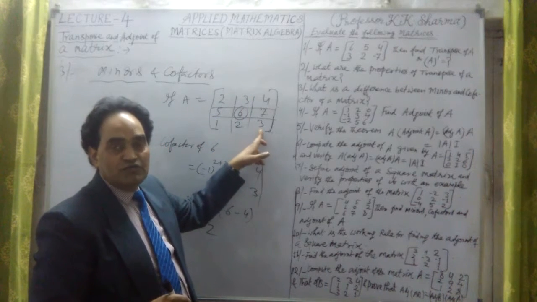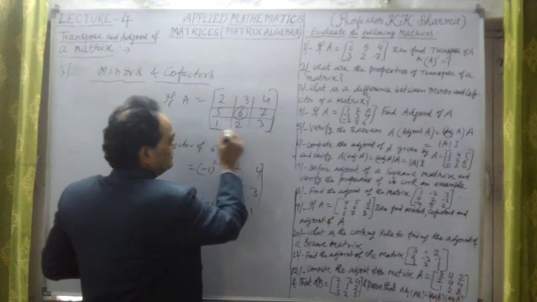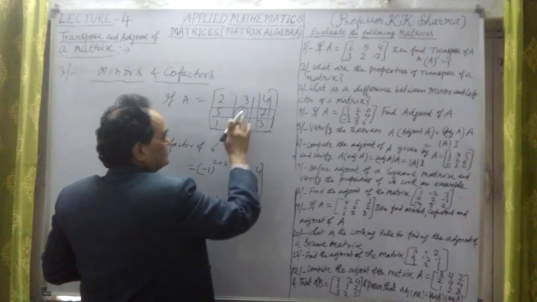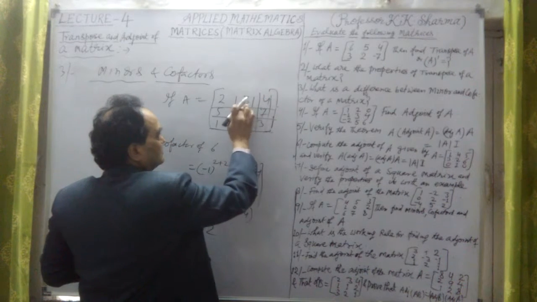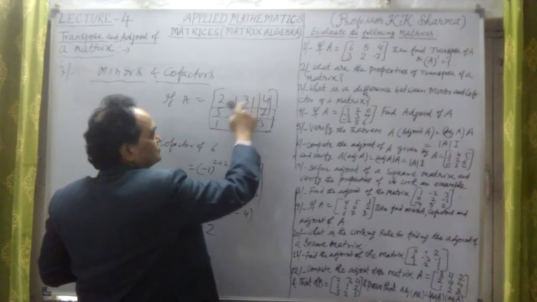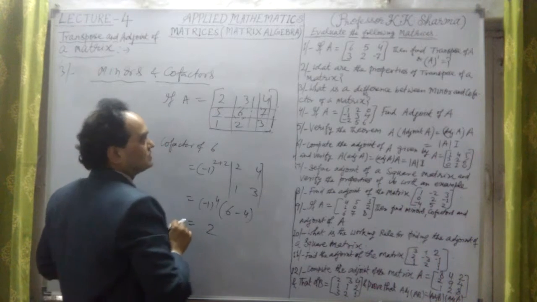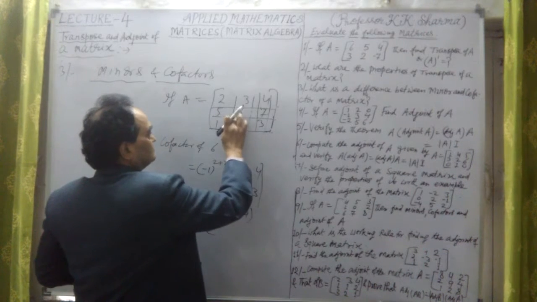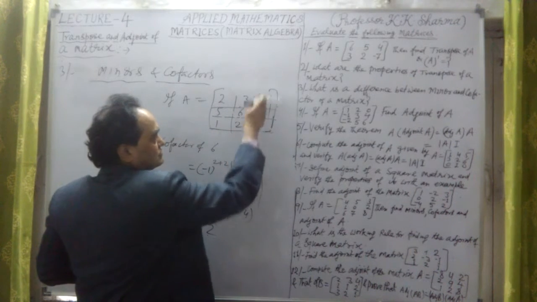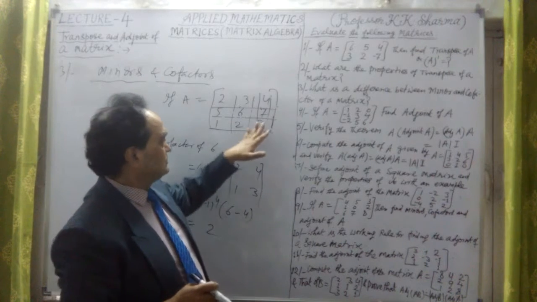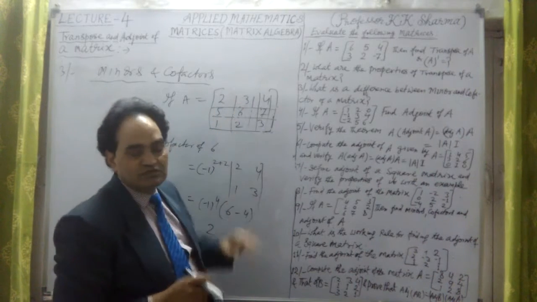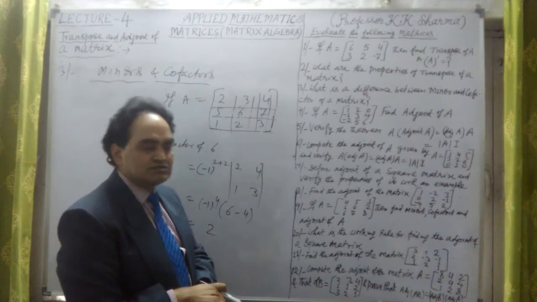For example, the cofactor of 3. In this situation, we have to remove the row in which this 3 is lying and this column. Then the remaining values will be these 4. 12 minus 15, so it will be minus 15 plus 12, which is minus 3. And 3 is lying in the third row, third column. So 3 plus 3 is positive, it will be a plus sign multiplied by the negative value, 12 minus 15, which is minus 3 only.